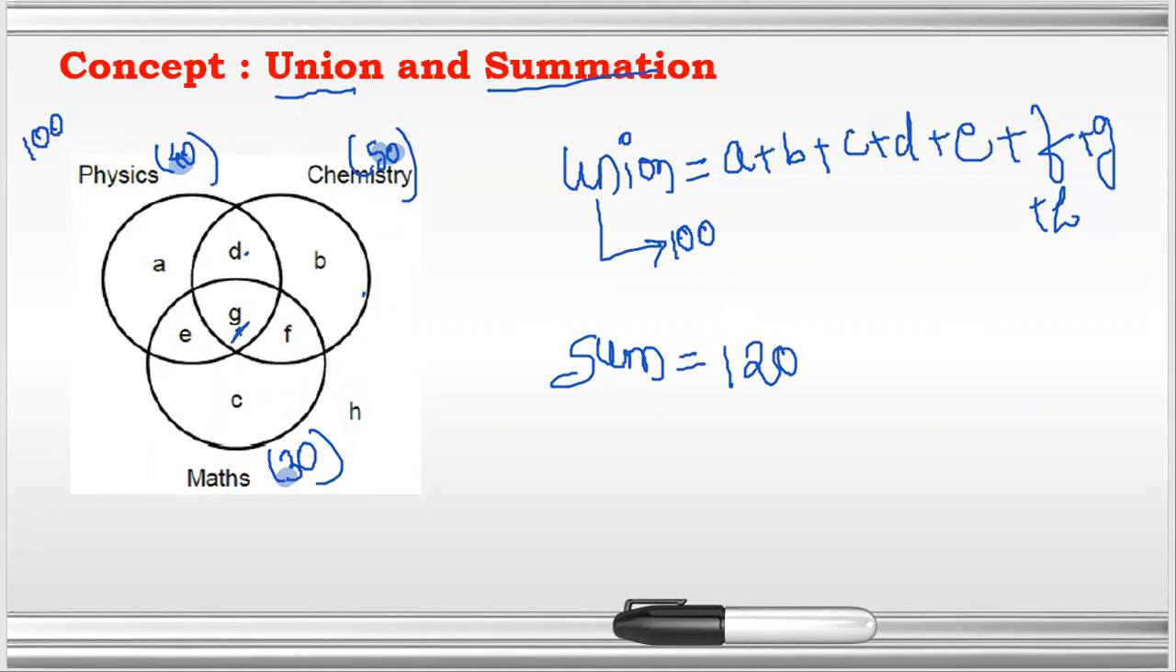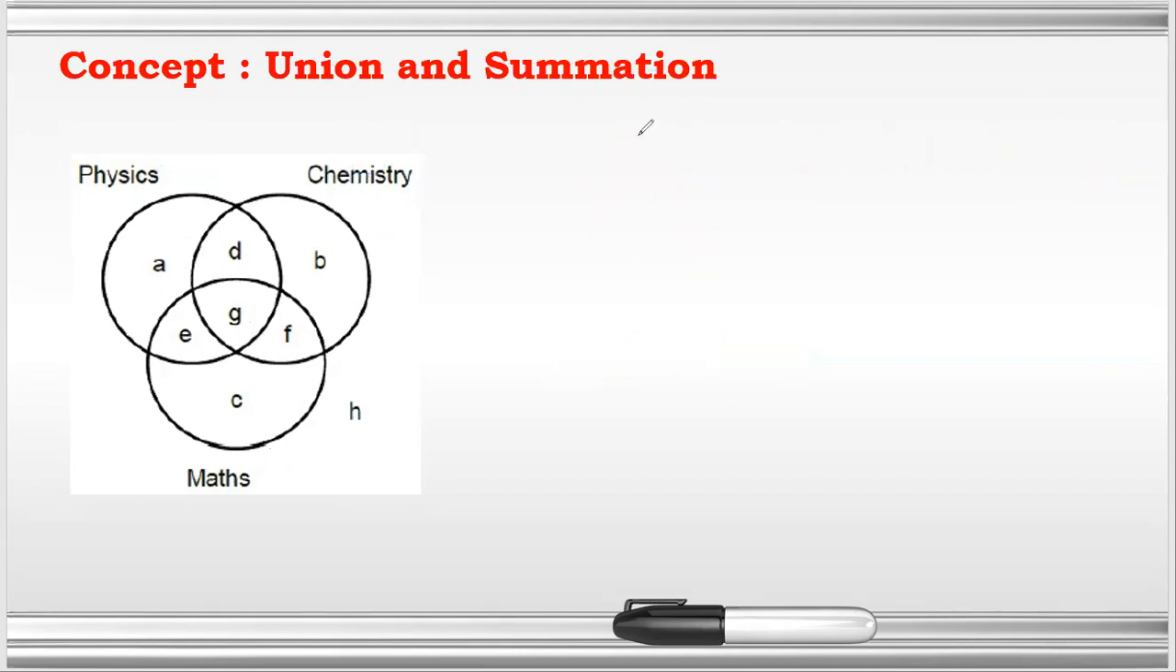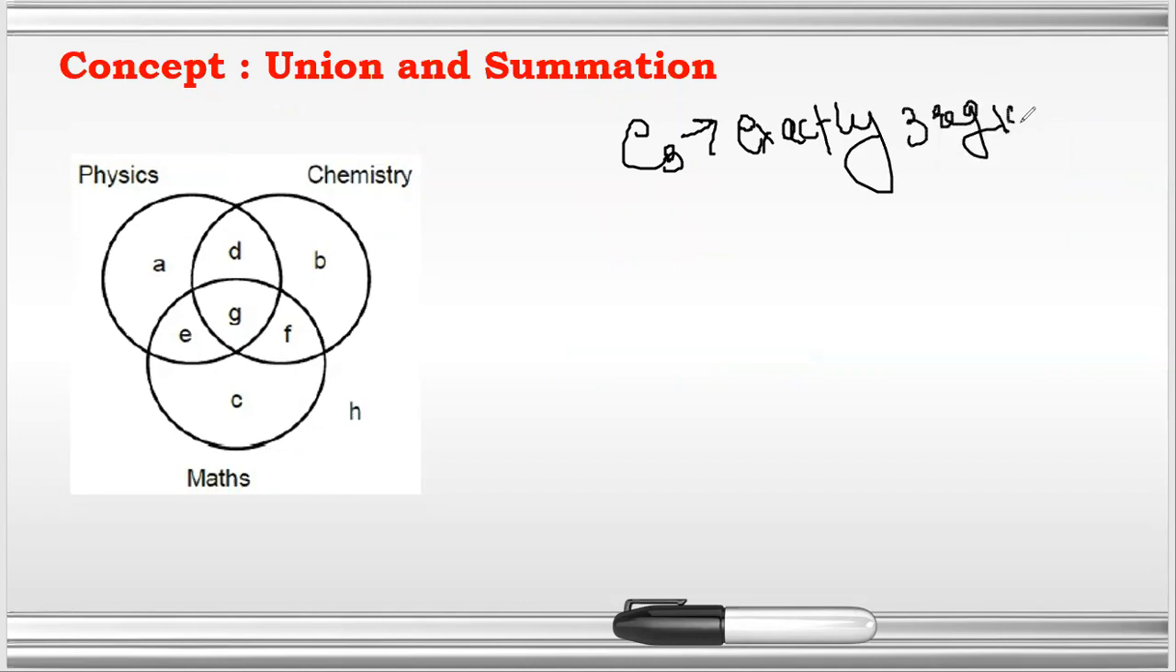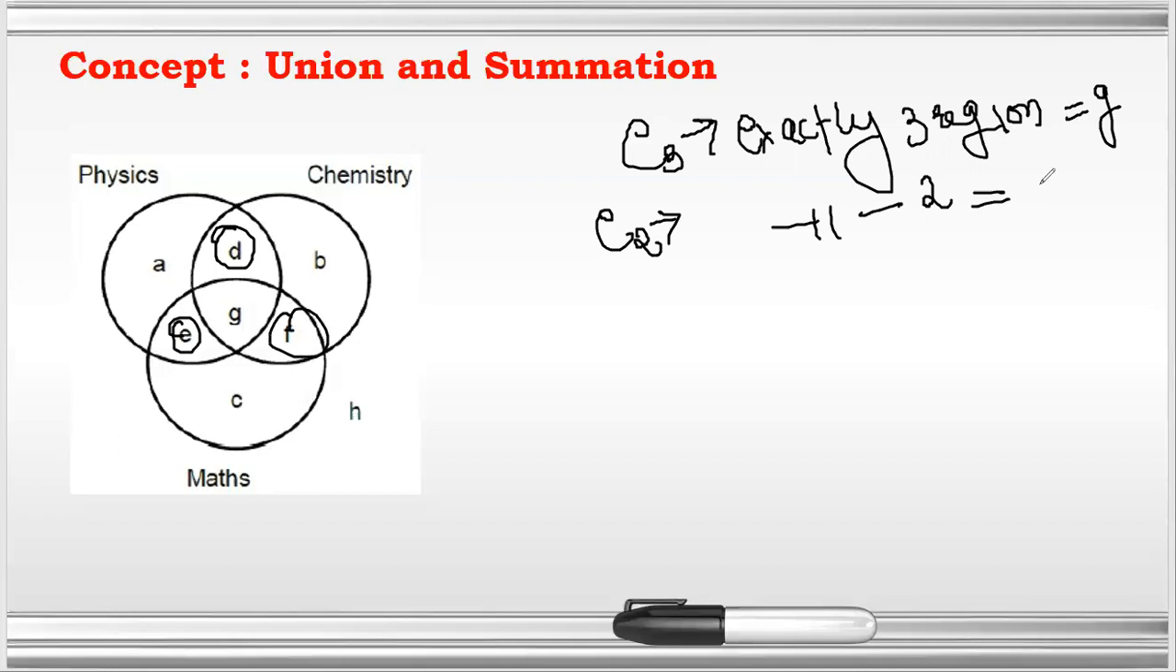So let me give the nomenclature to them. E3 is the number of elements which are common to exactly three regions. Which will be that element? That will be nothing but g. E2 is the region common to exactly two regions. Which will be those? Those will be my d, e and f. So typically my E2 is d plus e plus f.